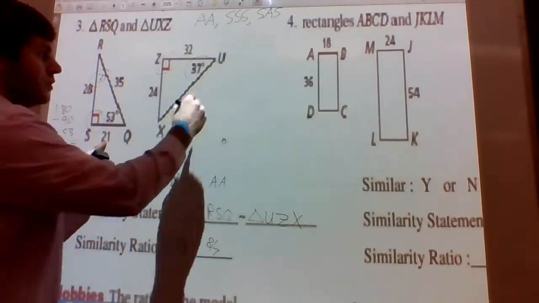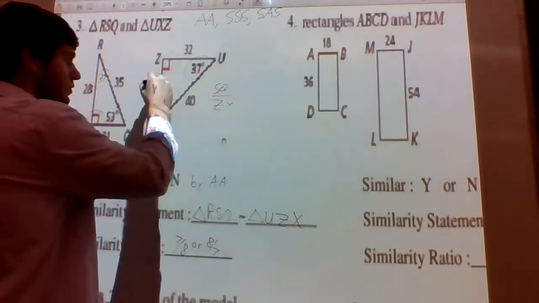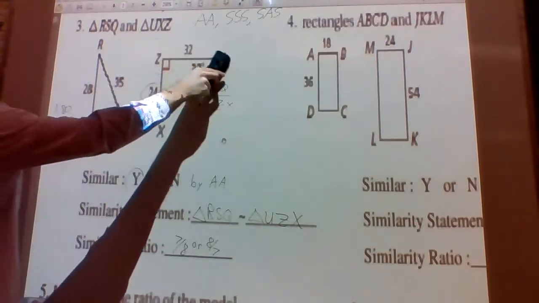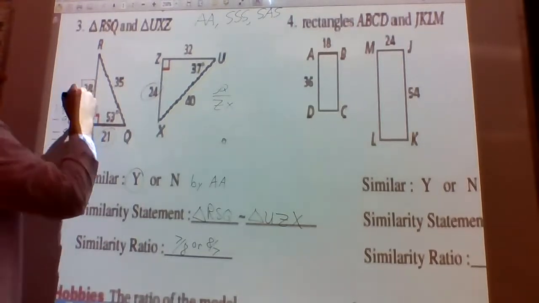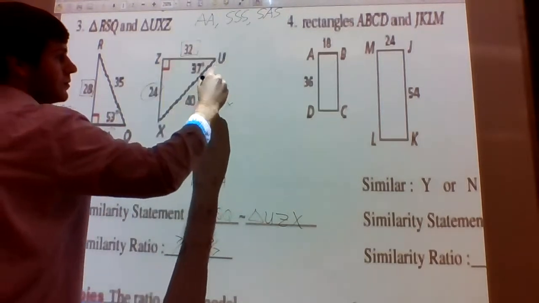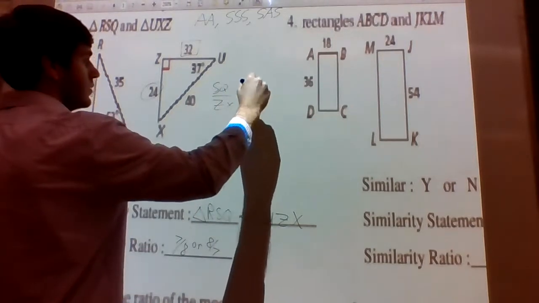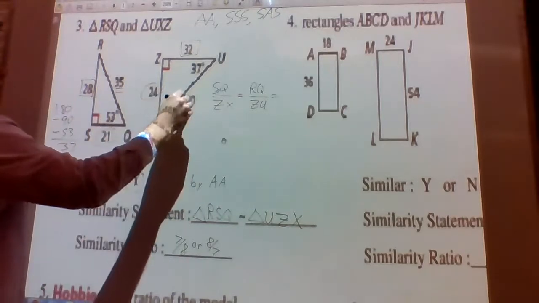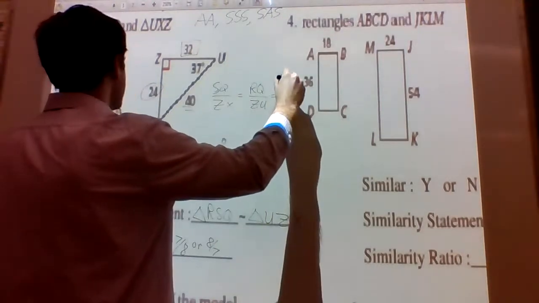So we just set SQ and ZX because those are the 2 smallest numbers. Then we can also do 28 and 32. So that is RQ over ZU. And then finally 35 over 40, which is RQ and XU.